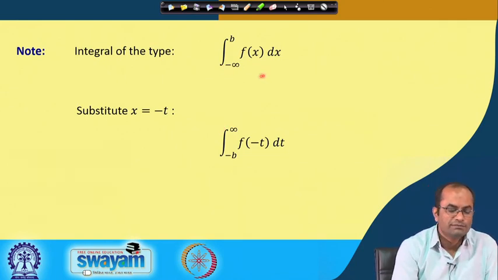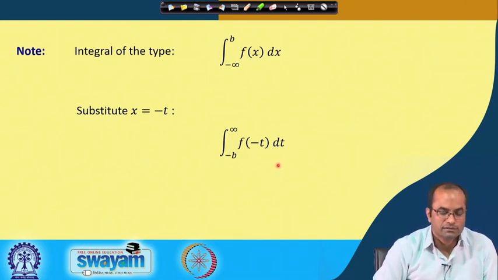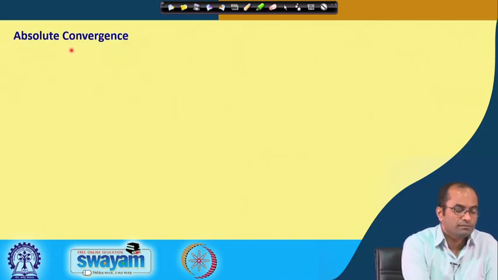So, again we have a similar type of integral which we discuss for convergence, where the infinity appears above. So, if we have this type of integral, by a simple substitution we can convert it into this type of integral and then discuss the convergence the way we have discussed earlier. So, this is the point here.